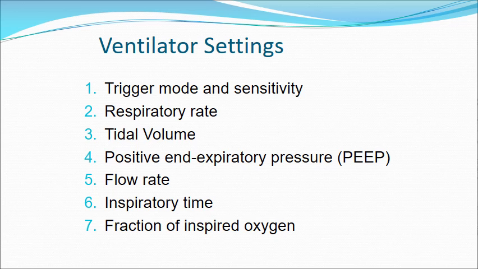Then there's the flow rate, inspiratory time, and the fraction of inspired oxygen. Now, an LTV 1000 will allow you to set the oxygen. The fraction of inspired oxygen for a 950 we actually have to calculate, and that is set by adjusting the flow rate of oxygen into the oxygen inlet port of the ventilator.